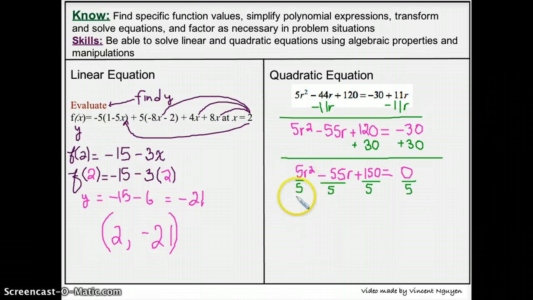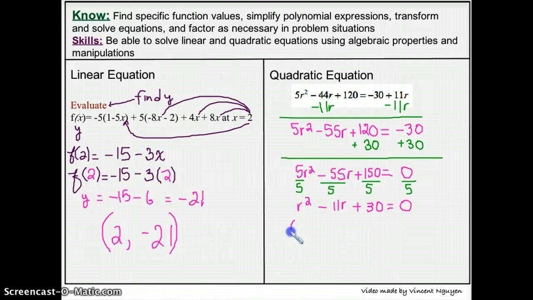So what do I end up with? 5r squared divided by 5 would just leave me r squared, minus 55r divided by 5 would just give me 11r, plus 150 divided by 5 would just give me, I think, 30. Somebody pull out their calculator and see if I'm right. And the nice thing about the right hand side is we're not even changing anything, because 0 divided by 5 stays 0. So now our quadratic equation looks like it can be solved using factoring.